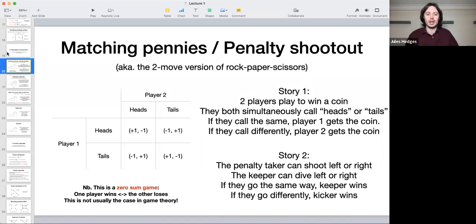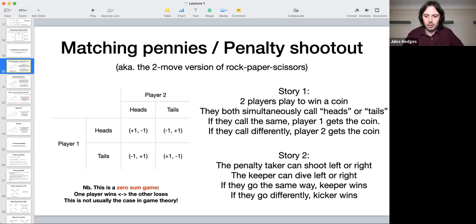So this is a situation where player one would like to coordinate with player two, and player two would like to differentiate from player one. So this has a payoff matrix like this. On the main diagonal, these are the same. So player one gets +1, player two gets -1, and on the anti-diagonal, they say different things. So player one gets -1, player two gets +1.